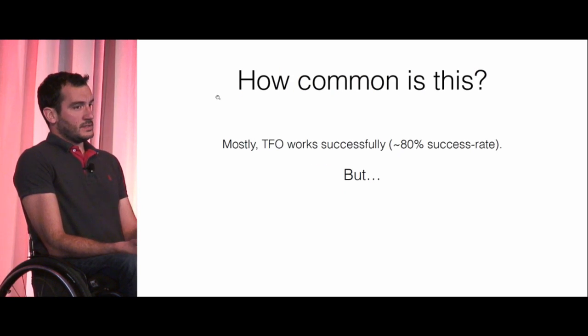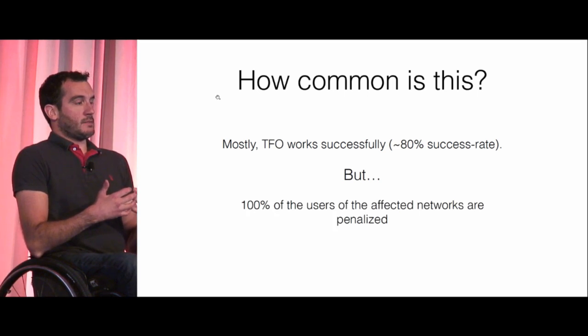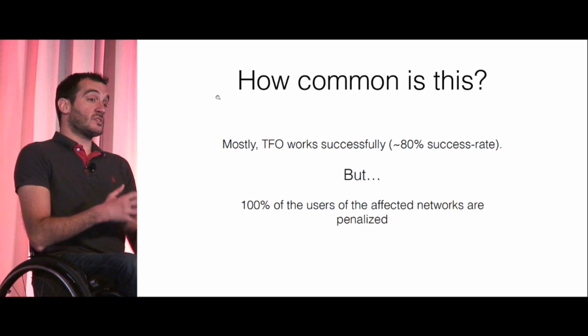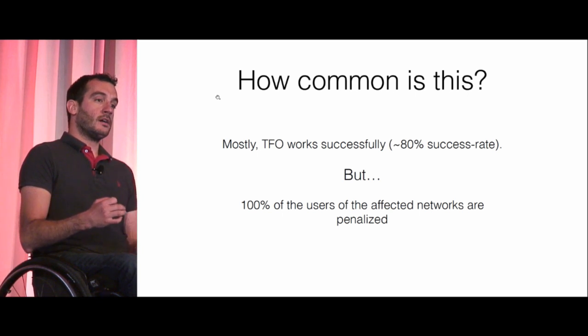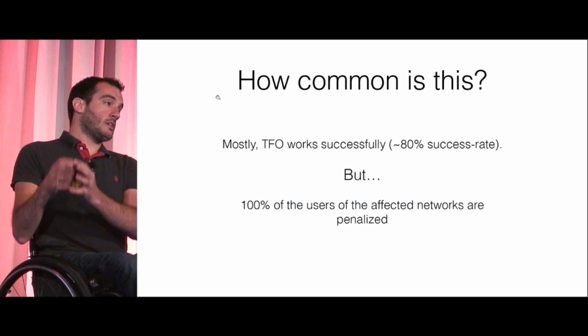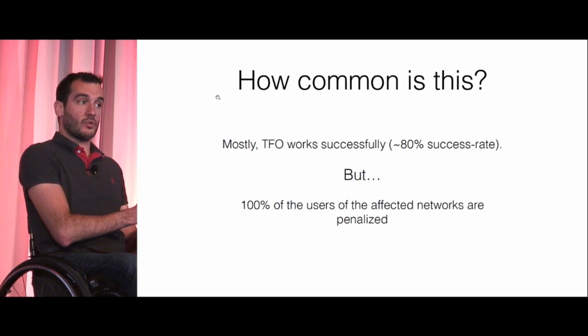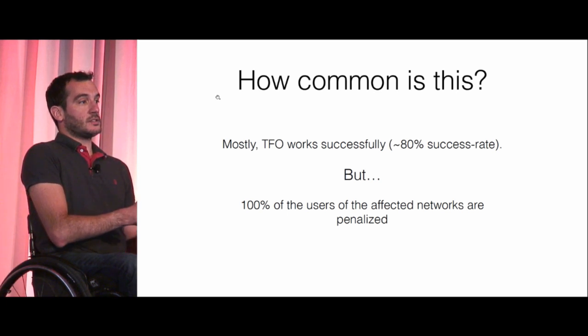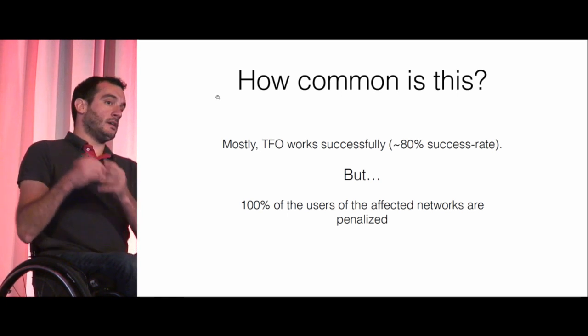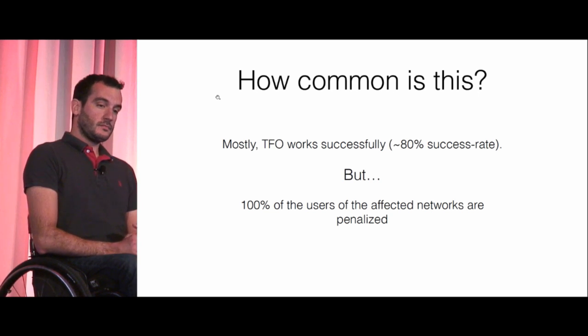So the question is, how common is this? Well, actually mostly TFO works. It works in rather 80% of the cases. However, if I, as a user in my home, am in a network that doesn't support TFO, 100% of my connections will not work. Or 100% of the users of a particular network provider, of a particular cell in a network, if there's this middlebox, their internet connectivity will be less good and less performant than in the other well-behaving networks.